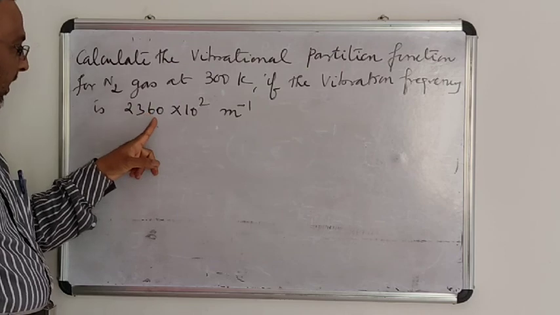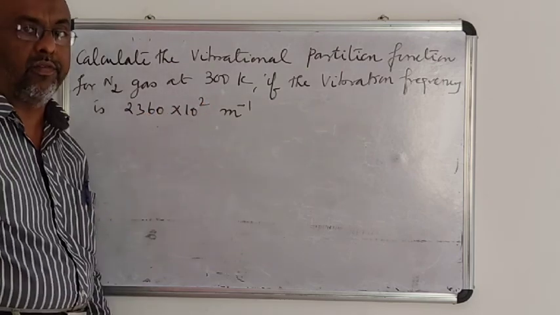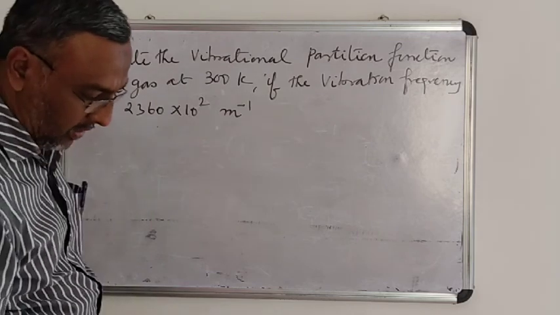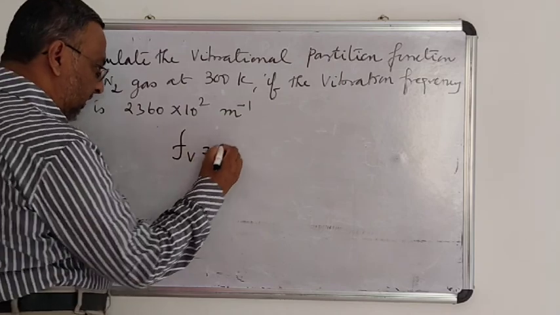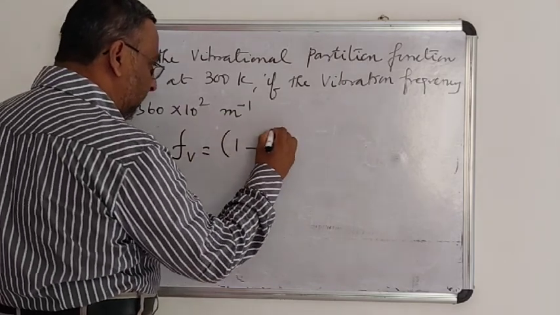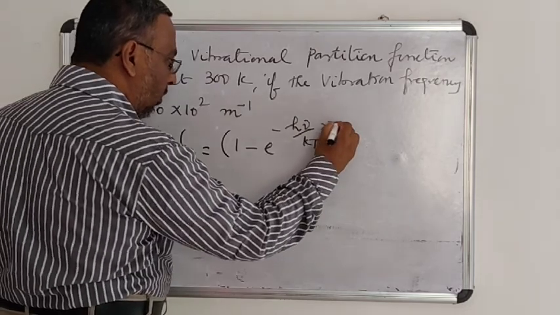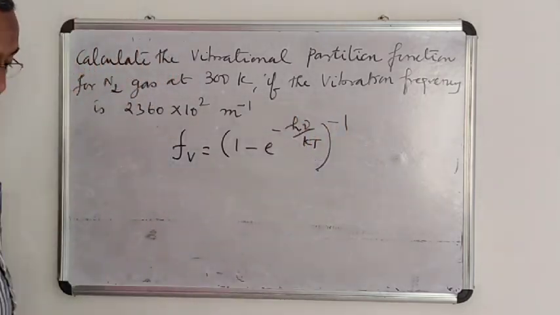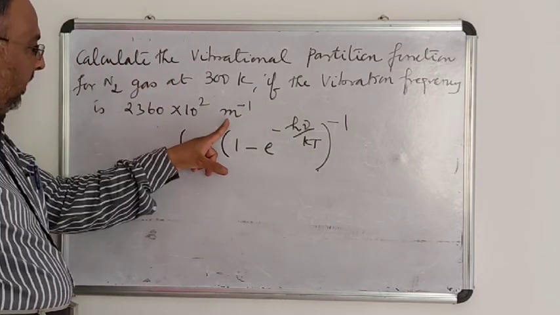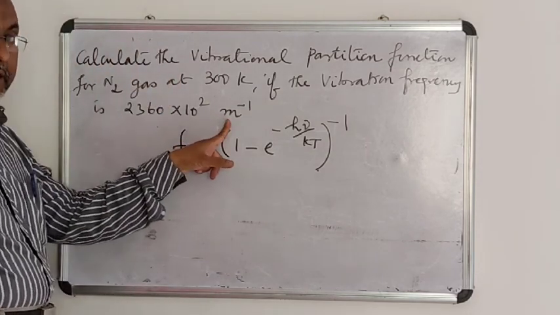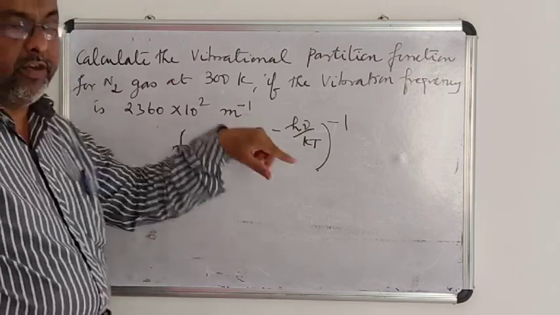The vibrational frequency is given, temperature is given. You are asked to find the vibrational partition function. First, you must know the formula. The vibrational partition function will be equal to (1 minus e power minus h nu by kT) whole to the power minus 1. Now we have to find the vibrational frequency. It is given in terms of wave number, so we have to convert wave number into frequency.